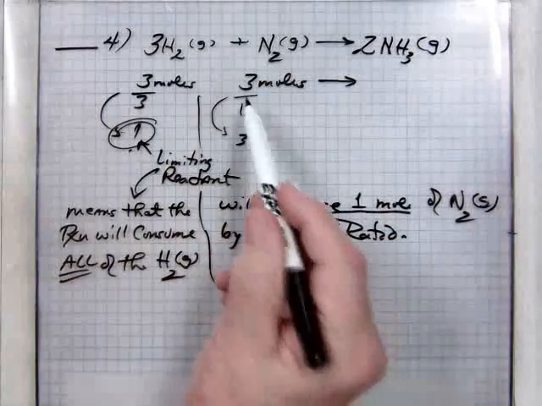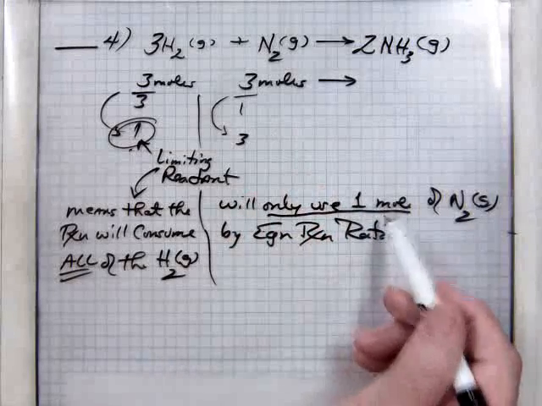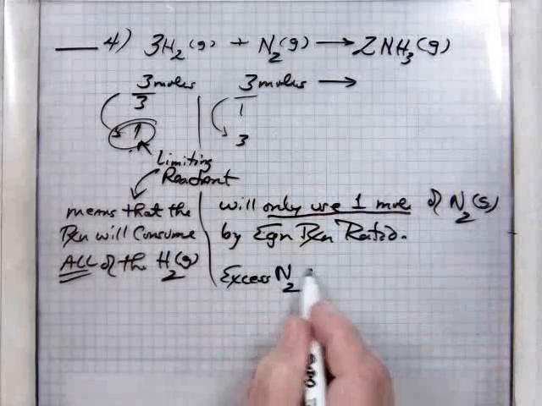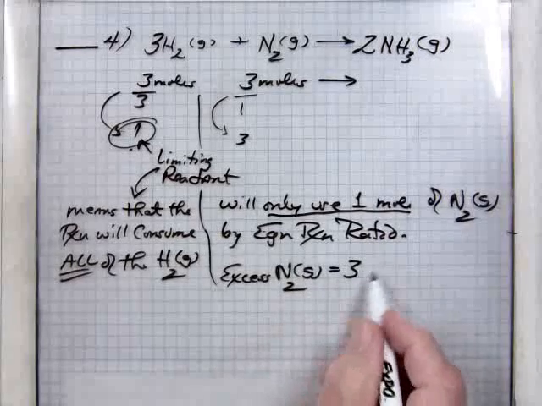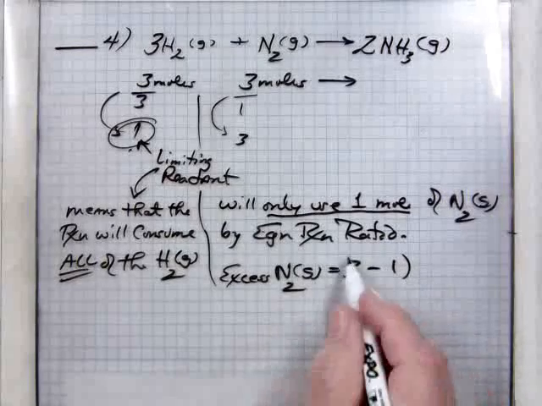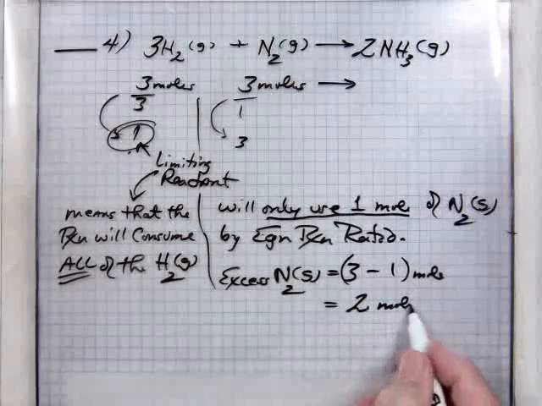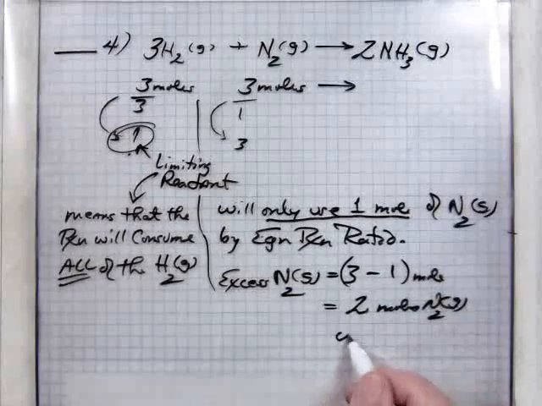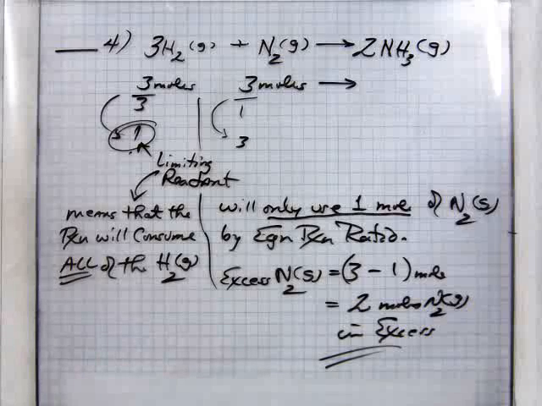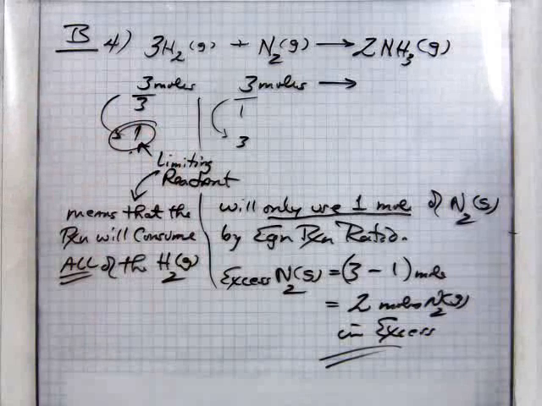So if I've got 3 moles given in the mixture that we started, and I use 1, then excess N2 gas will be 3 moles that you started with minus the 1 mole that was used, and that of course gives you 2 moles N2 gas in excess. And so that is B choice in that selection.